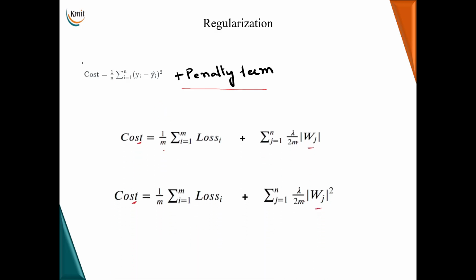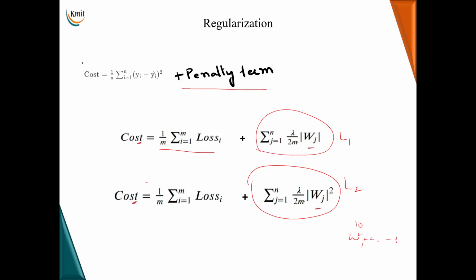This is the cost function, and I am adding this as a penalty term here, and for this cost function I am adding square. This is the penalty term. This is called L1 regularization, and this is called L2 regularization. The difference you notice here is you have weight and you have the square of that weight. For example, if you have 10 data points, then W1 square plus W2 square and so on till W10 square will be added up and multiplied by a term called lambda by 2m.